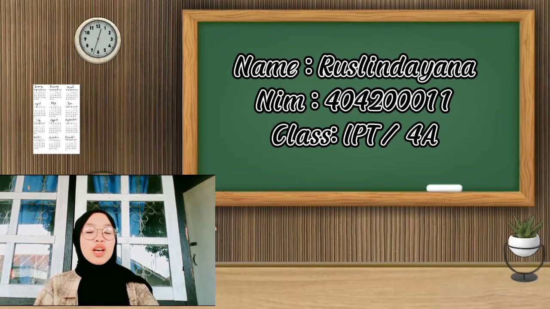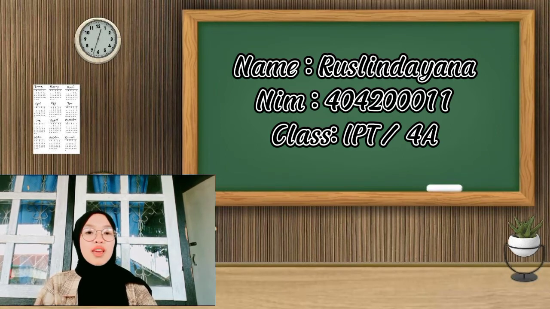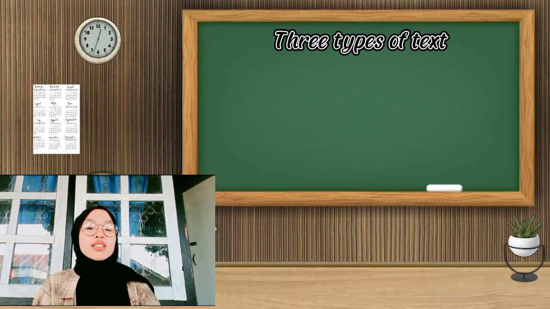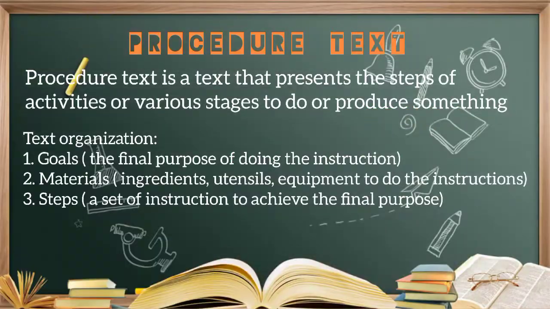In this video, I will explain three types of text. This video was made to fulfill the mid-semester exam in the English for Librarian course. The three types of text that I want to describe are procedure text, report text, and narrative text.